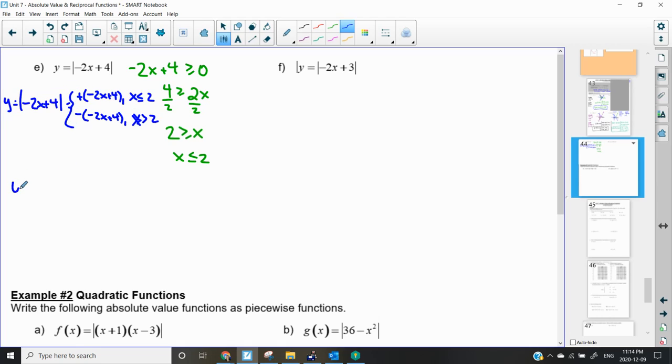Now simplifying that down, y equals the absolute value of negative 2x plus 4 will happen when we have negative 2x plus 4 when x is less than or equal to 2, and a positive 2x minus 4 when x is greater than 2.